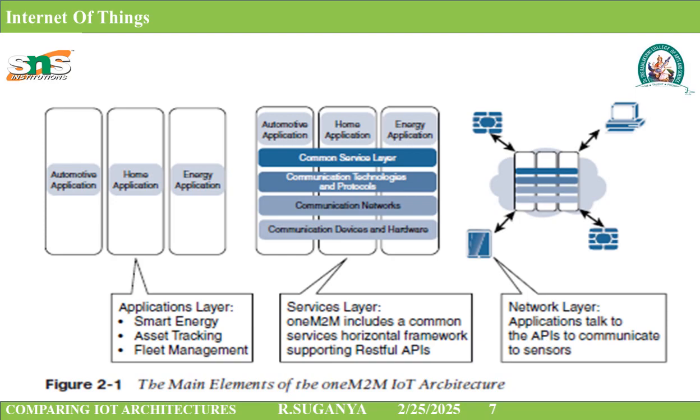So, here we have the diagram: automation applications, home applications, and energy applications. We have the application layer, that is smart energy, asset tracking, fleet management. In the services layer, oneM2M includes a common services horizontal framework supporting RESTful APIs. And in the network layer, applications talk to APIs to communicate to sensors.